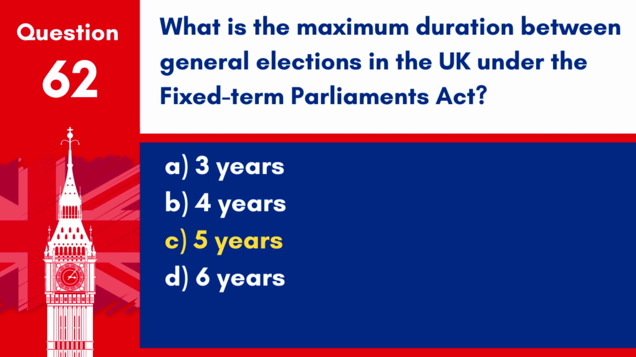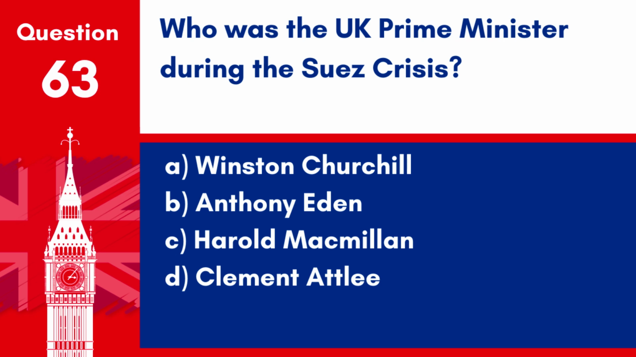Answer: C. 5 years. Under the Fixed Term Parliaments Act, general elections are scheduled to occur every 5 years. Question 63. Who was the UK Prime Minister during the Suez Crisis? A. Winston Churchill. B. Anthony Eden. C. Harold Macmillan. D. Clement Attlee.